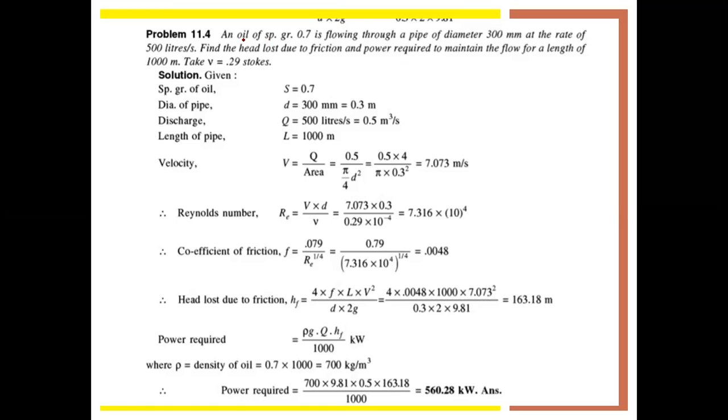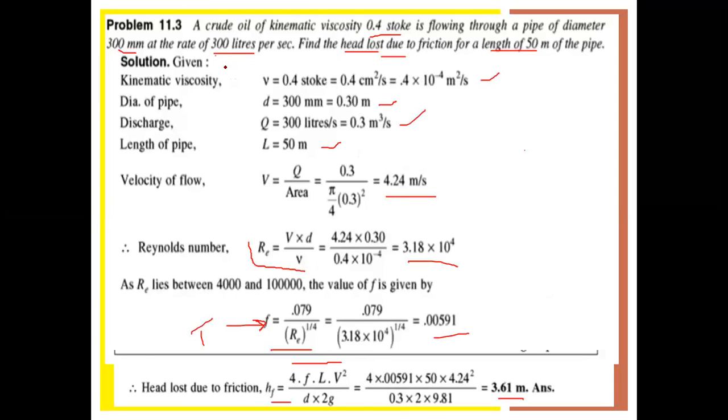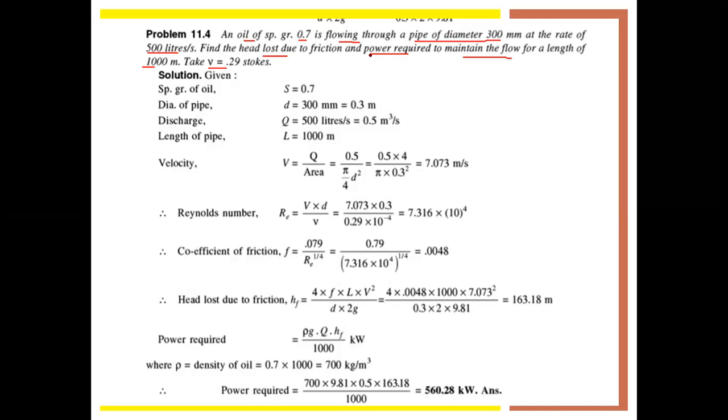Next, now here, instead of water, we are using oil. Oil of specific gravity 0.7 is flowing through a pipe of diameter 300 mm. What is the rate? 500 liters per second. Find the head loss and the power to maintain the flow. The length is 1000 m. Take v is equal to 0.29. So in the previous problem, additionally here we have to find the power. Remaining is as it is.